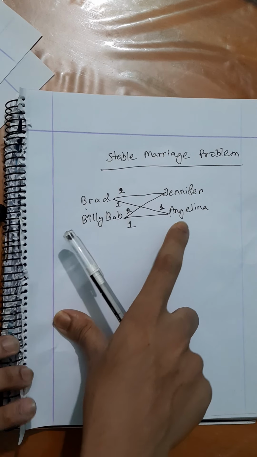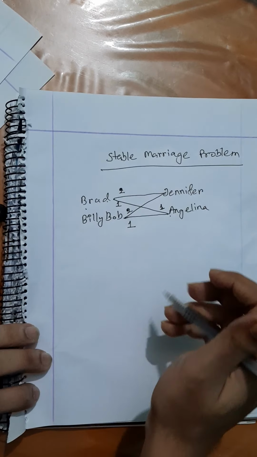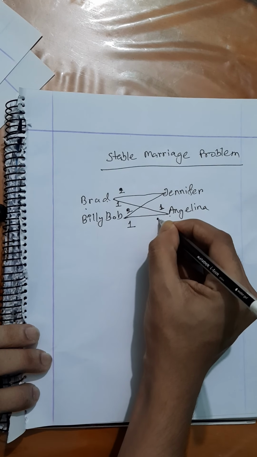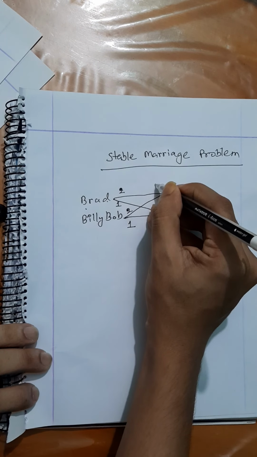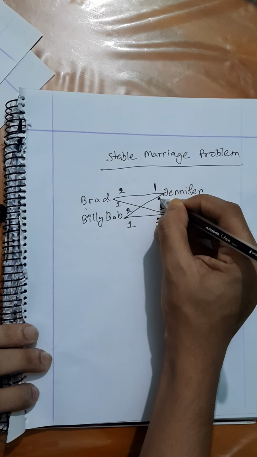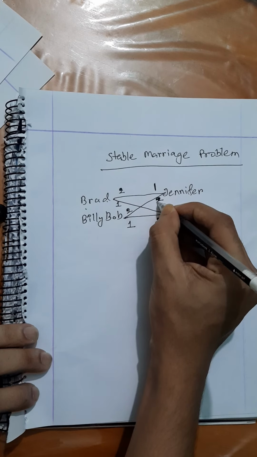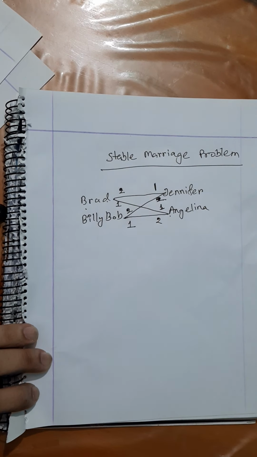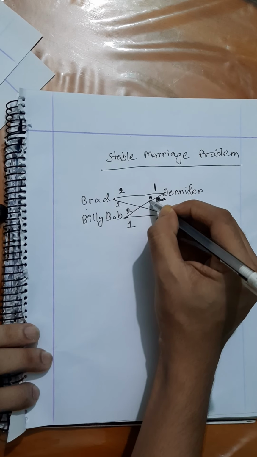Angelina likes Brad most, and she has Billy Bob in her second place in her preference list. Now what about Jennifer? Jennifer likes Brad the most, and in her second place she has Billy Bob. So this is basically 2. I think it is not visible, so let's put a 2 here.